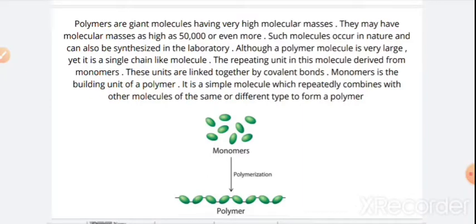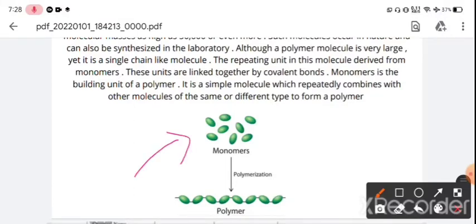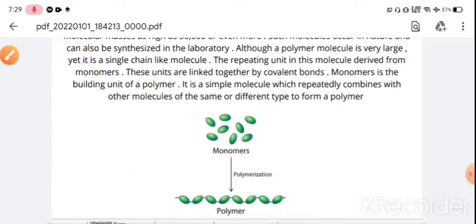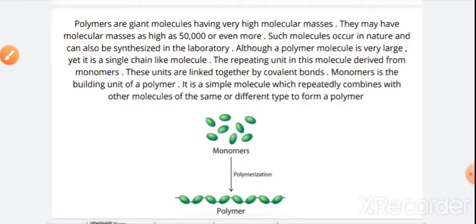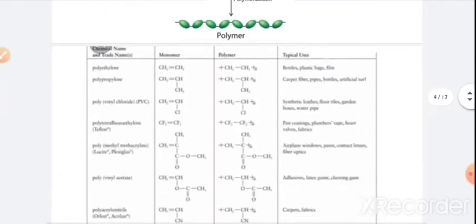Okay. So here in this diagram, these green molecules are the monomers and they link together and combine together to form a chain-like structure, this green line structure, which is the polymer, and the process which occurs during this conversion is called polymerization. Hope you get that. Now we are moving next.